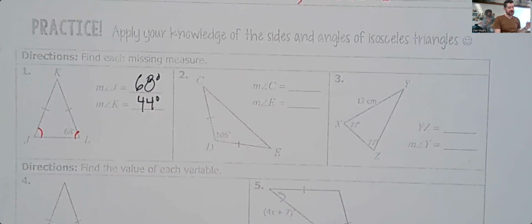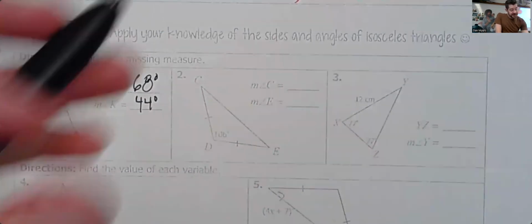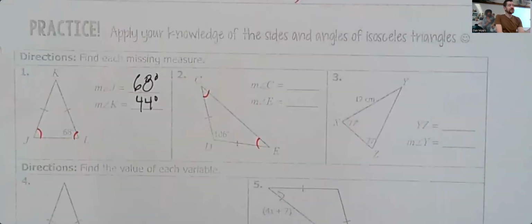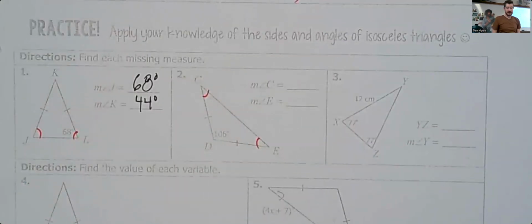All right. Number two. Which ones are congruent on this one? C and E. All right. So whatever we get for one of them, we get for the other. What do you think those are each equal to? 37. Why? Yep. And we know that E is 106. Yep. So I take away 106 from 180. Yep. And then you divide that by 2.